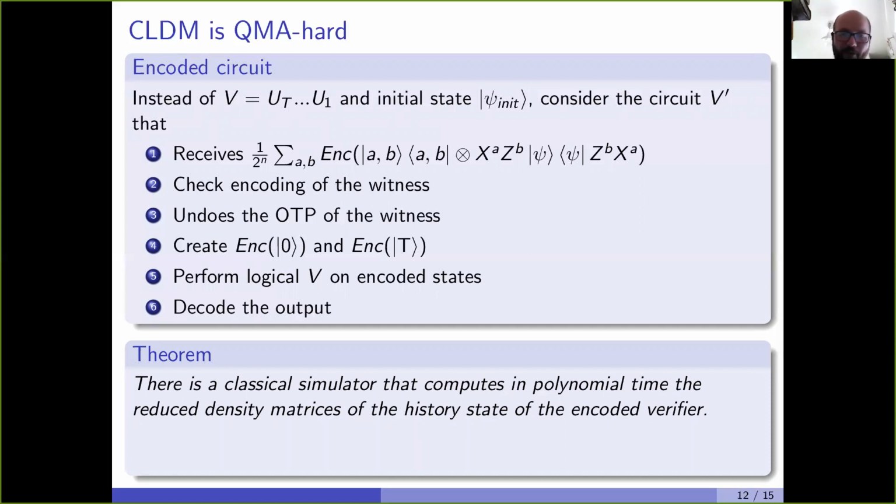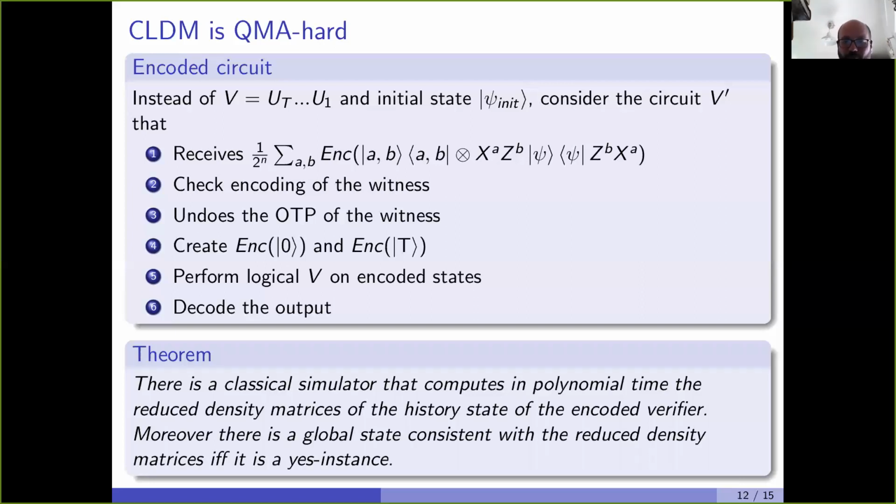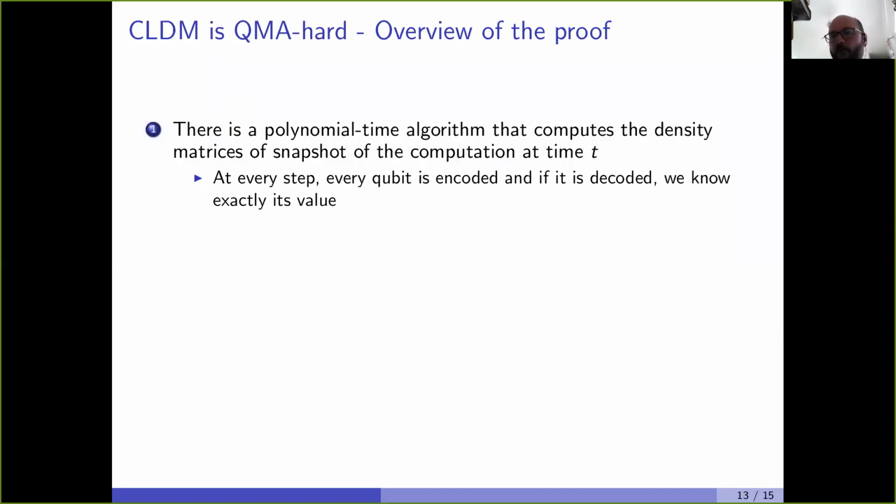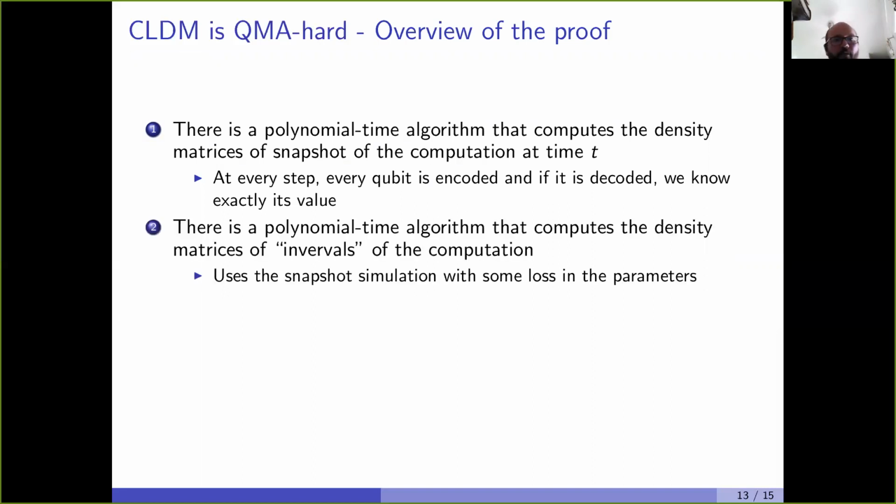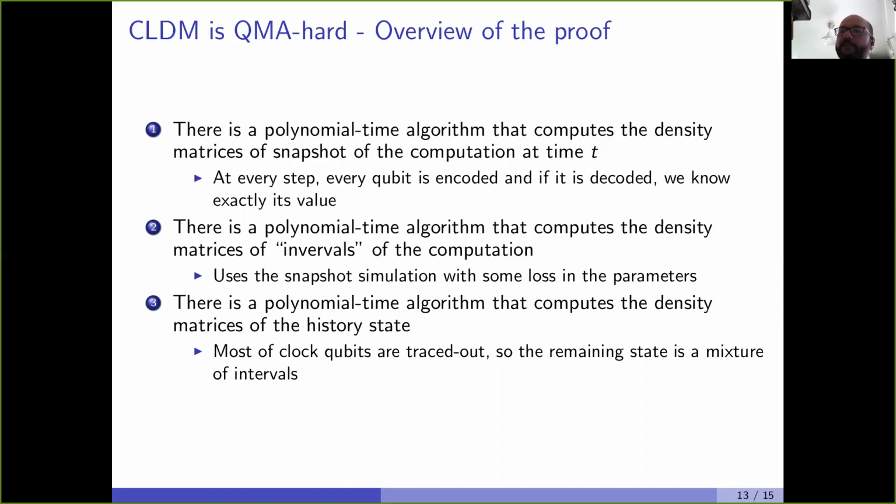And what we can show is that with this tweaked version of the quantum circuit, there exists a classical simulator that computes in polynomial time the reduced matrices of the history state of the encoded verifier. And we show that there exists a quantum state that is consistent with these density matrices if and only if this verifier V accepts with high probability. The proof of hardness follows three main steps. First, we can show that you can compute any snapshot of this encoded computation. Then we show that you can simulate intervals of the snapshots of this encoded computation. And finally, we can wrap it all together and show that the history state is efficiently simulatable.